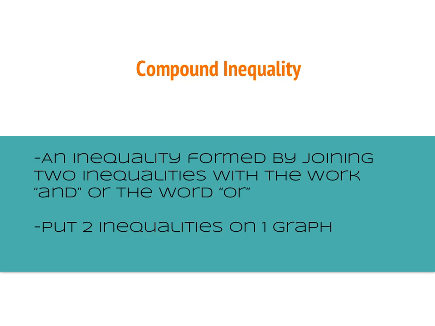All right, the first thing I want to get down is the definition of a compound inequality. A compound inequality is formed by joining two inequalities with the word and or the word or. So we're going to talk about both of those types today. All we're doing is taking two inequalities, writing them as one sentence, and then also putting them on one graph. So please get that down.